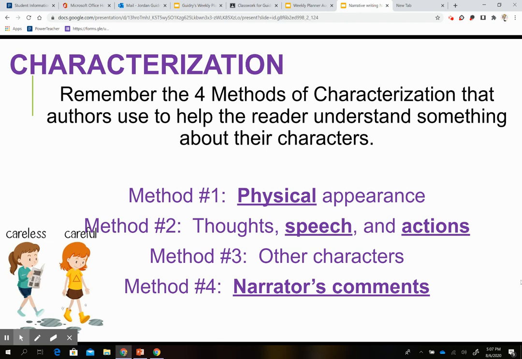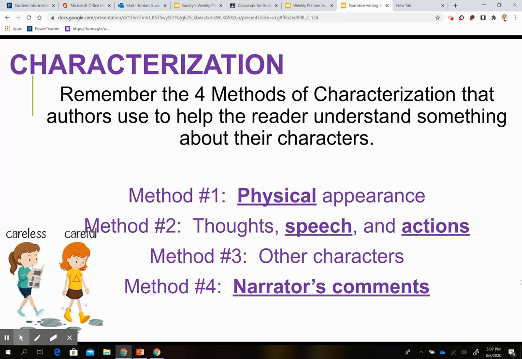If you look at the picture at the bottom of the screen, you can see that we have a careless character, a character who's not paying attention to where she's going and is reading the paper instead, versus a careful character who is sitting there, watching where she's going, making sure she doesn't step in the puddle or fall.